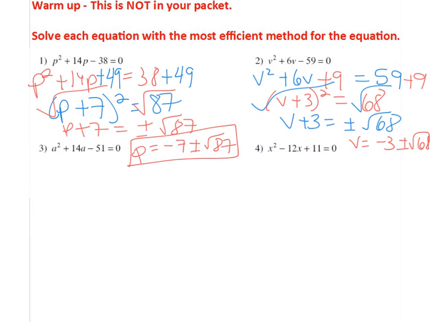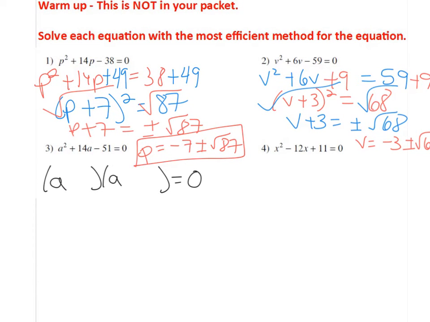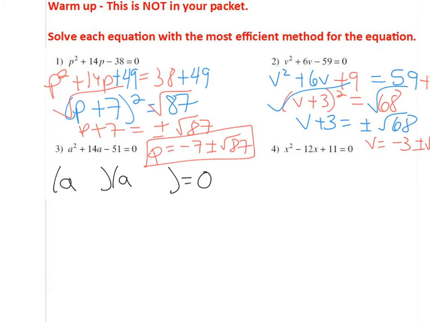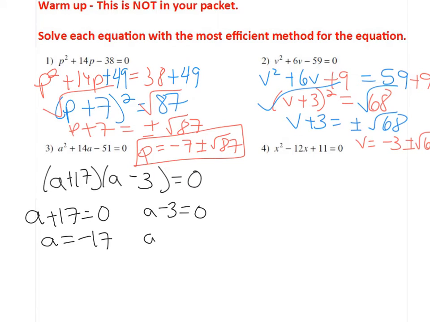Okay, for number 3, does anything multiply to 51 that adds to 14? Hopefully you figured out that it did factor, because 17 times 3 is 51. So if we do positive 17 and negative 3, that multiplies to 51 but adds to 14. So now we can set each factor to 0. So a is negative 17 and a is 3.